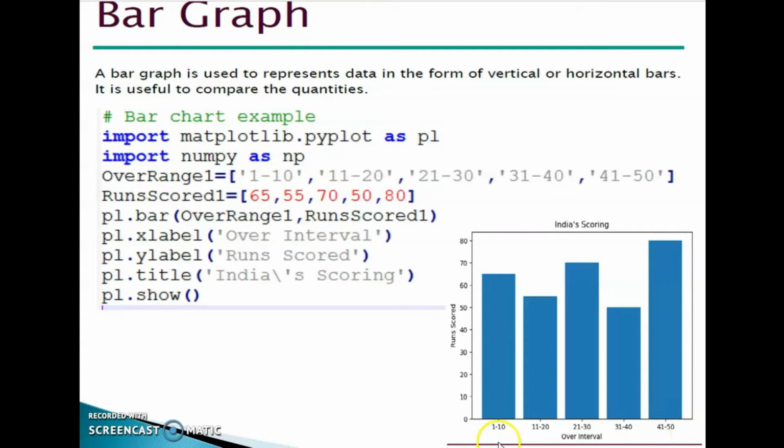Then its corresponding values: 1 to 10, 65. Then 11 to 20, 55. This one is the 55 range. Then 21 to 30, 70. You can see the 70 range. Then 31 to 40, 50. This is the 50 range. 41 to 50, 80. This is the 80 range. Okay, clear this one?